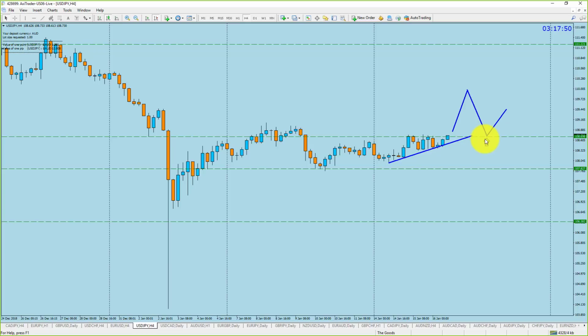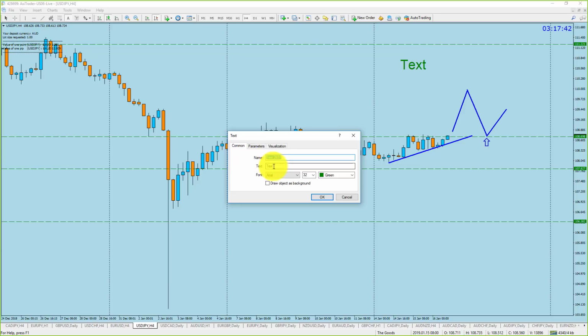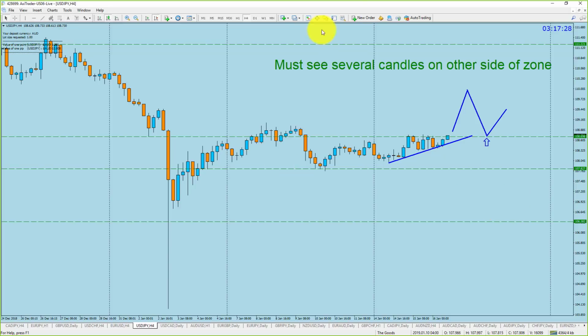And the key here, this is the key: you must spend several candles above the zone. Must see several candles on the other side of the zone. If you don't have several candles on the other side of the zone, in other words, if it breaks and then comes back down quickly within two or three candles, bad news. That's usually going to mean a fake out. Not always, but usually that means, yep, time to sell this sucker. So I would not deal with that.